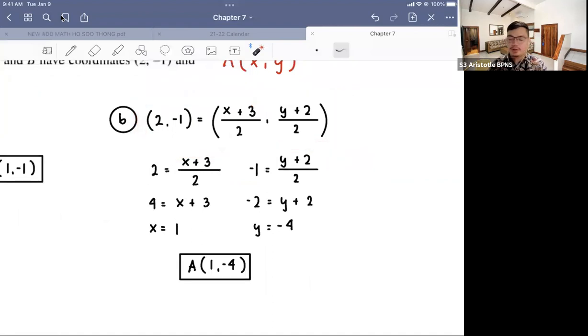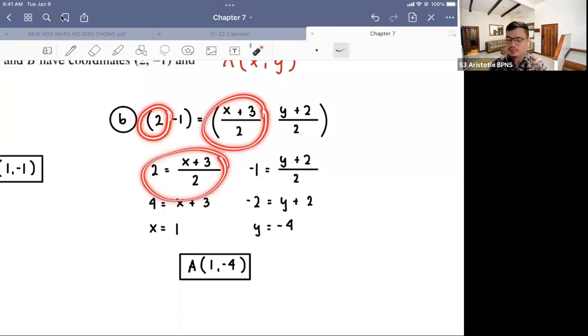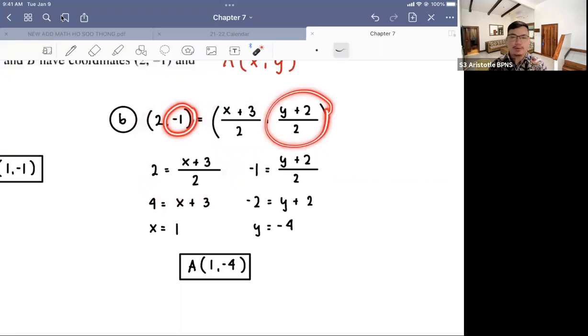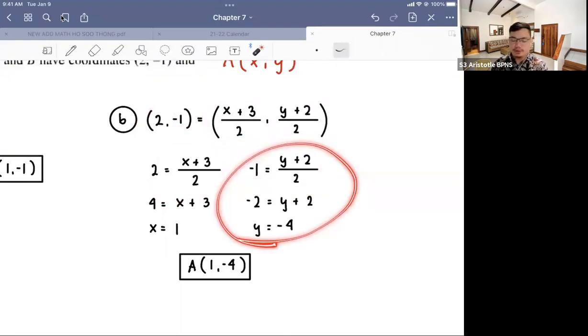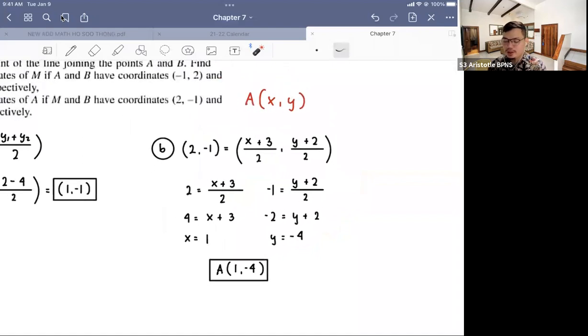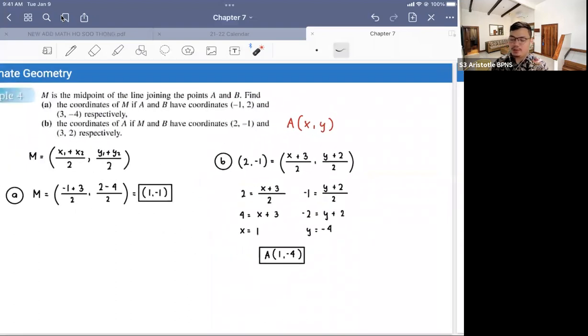Now, in solving for the x and y, you need to separate them. So 2 goes with x plus 3 over 2. And then -1 goes with y plus 2 over 2, because this is your y coordinate. So solving for the x coordinate, 2 is equal to x plus 3 over 2. So therefore, x is equal to 1. All right, and then solving for your y coordinate, y is equal to -4. So therefore, the coordinates of point A are 1, -4. Okay, any question, class, for letter B?